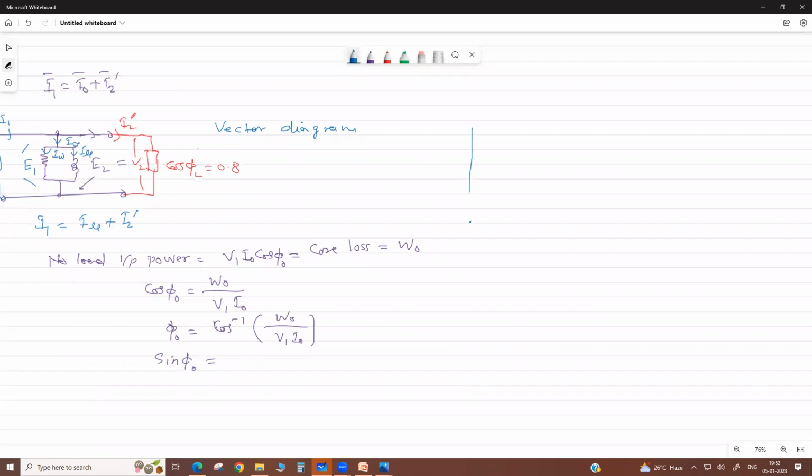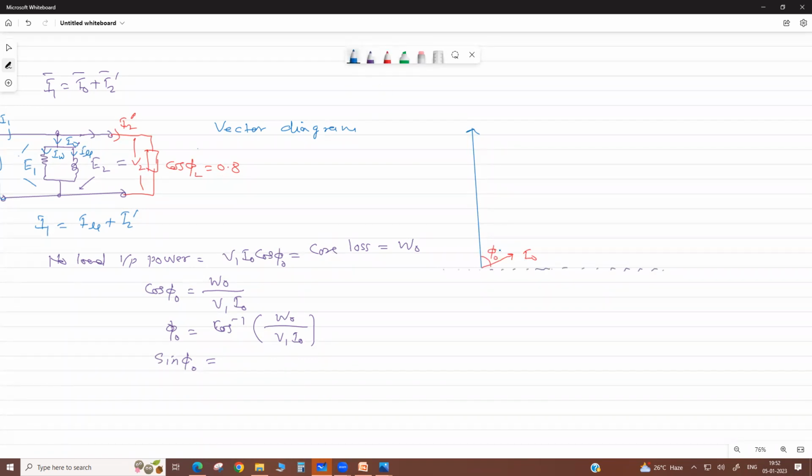In this, this is your primary voltage, the applied voltage. At no load, the power factor is low, it is highly inductive, which means the angle is large. This is your I naught. It has a phi naught, a large angle. Now, suppose this is your horizontal axis.